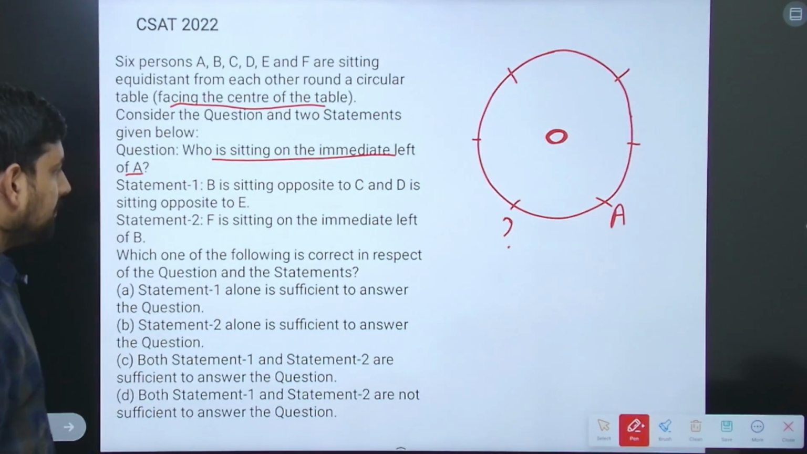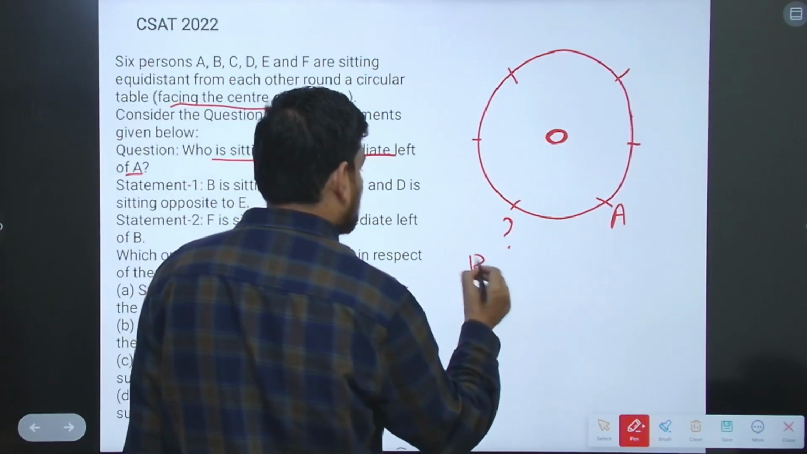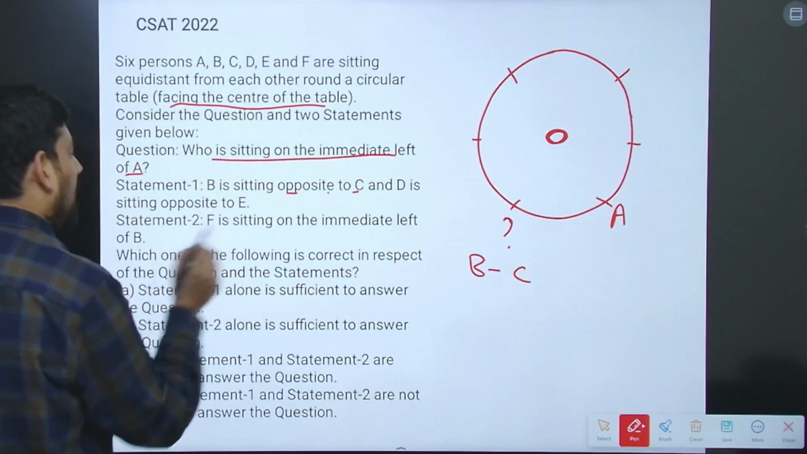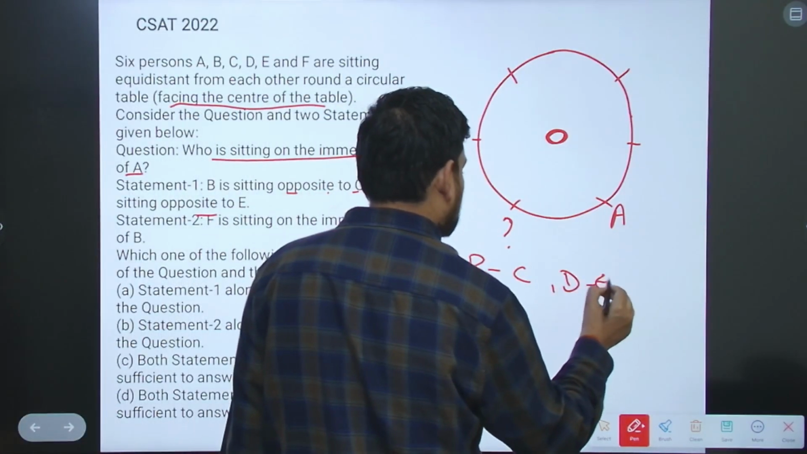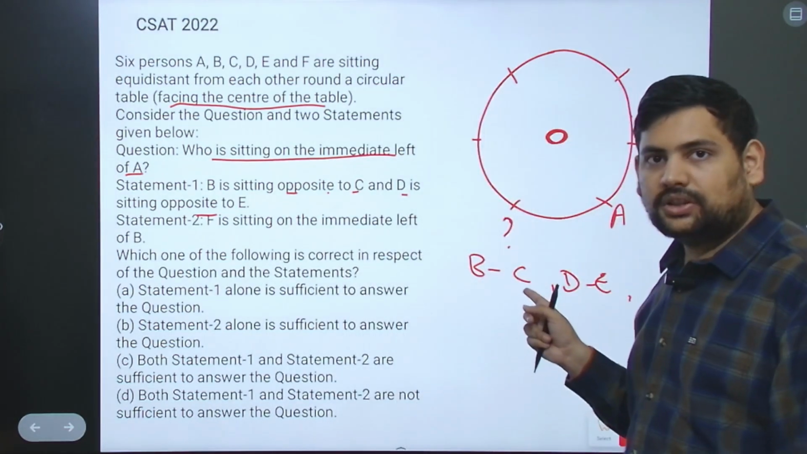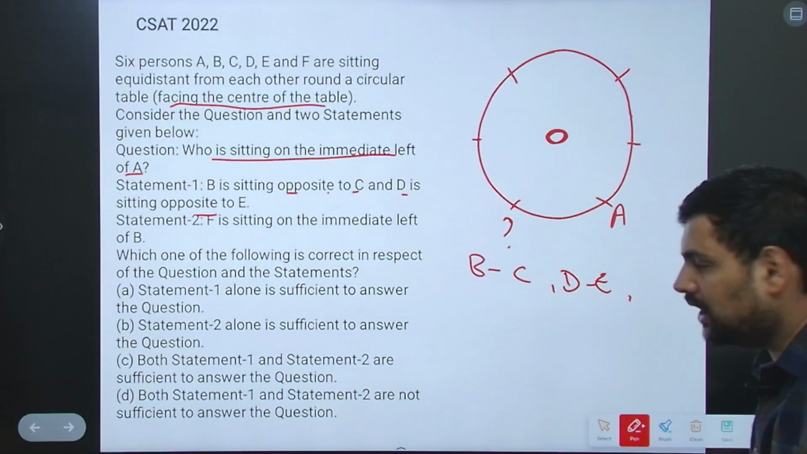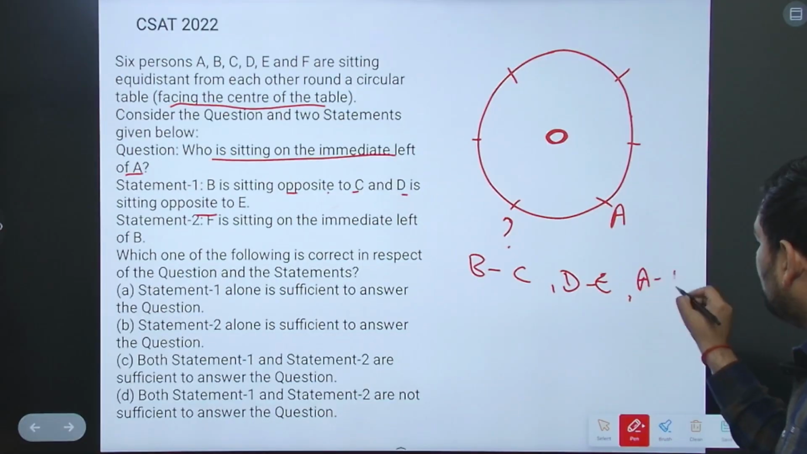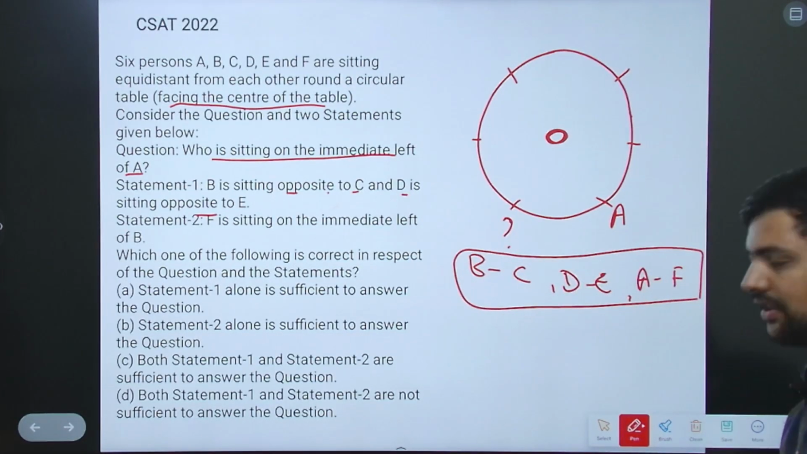Now, statement 1: B is sitting opposite to C, and D is sitting opposite to E. Very good. Just by this first statement, you know B is opposite to C, D is opposite to E. Then you know one more thing: A and F have to be opposite. So the next pair is A and F opposite to each other.